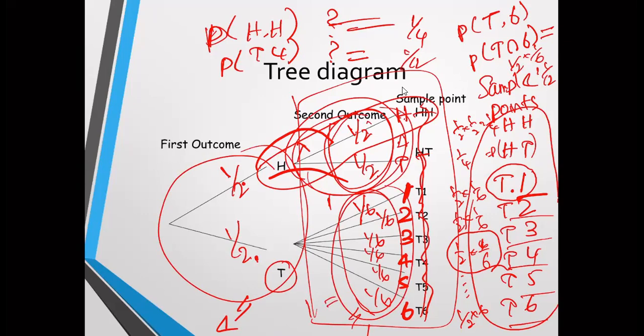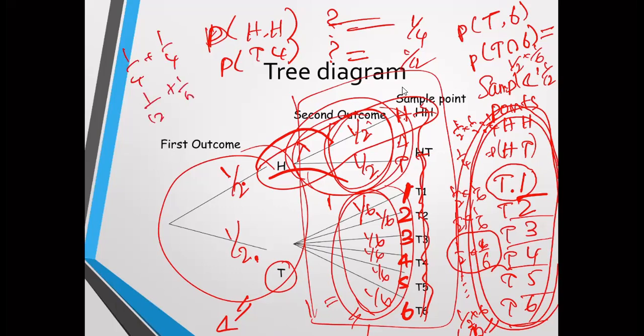Understand? So at the end of getting all the probabilities of each and every sample point, you can add up all the probabilities, and finally that probability should be 1. You can add those things. Here, half times half is 1 over 4. So 1 over 4 plus 1 over 4 plus 1 over 12, six times.